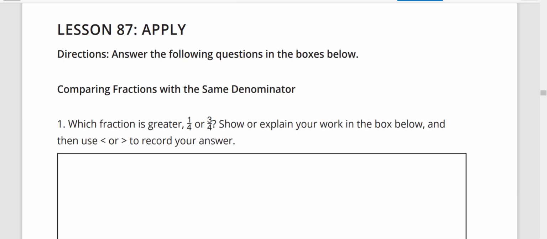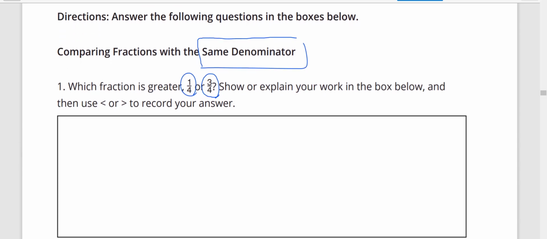On the next page, answer the following questions in the blue boxes, comparing fractions with the same denominator. Same denominator. Okay? Exercise number 1. Which fraction is greater, one fourth or three fourths? Show or explain your work in the blue box and then use less than or more than to record your answer. First, write these two fractions.